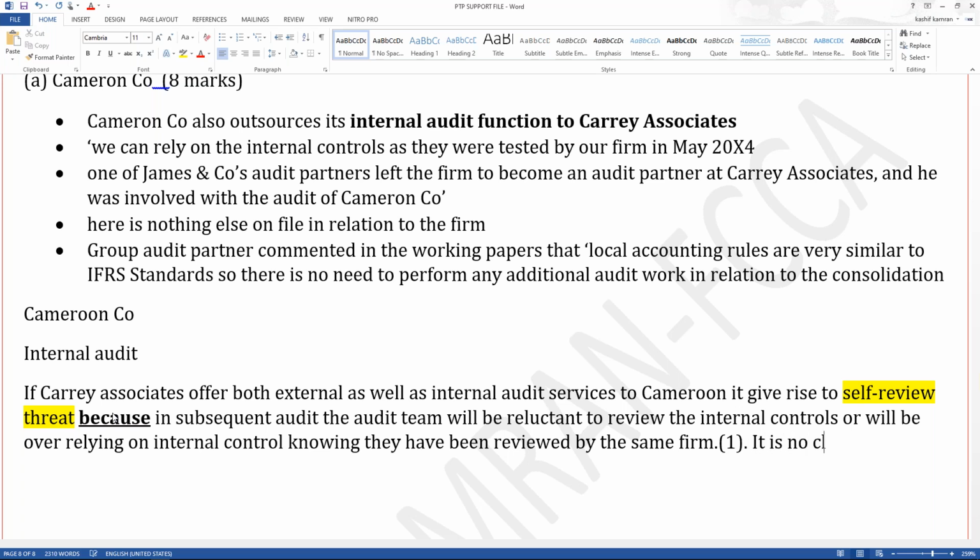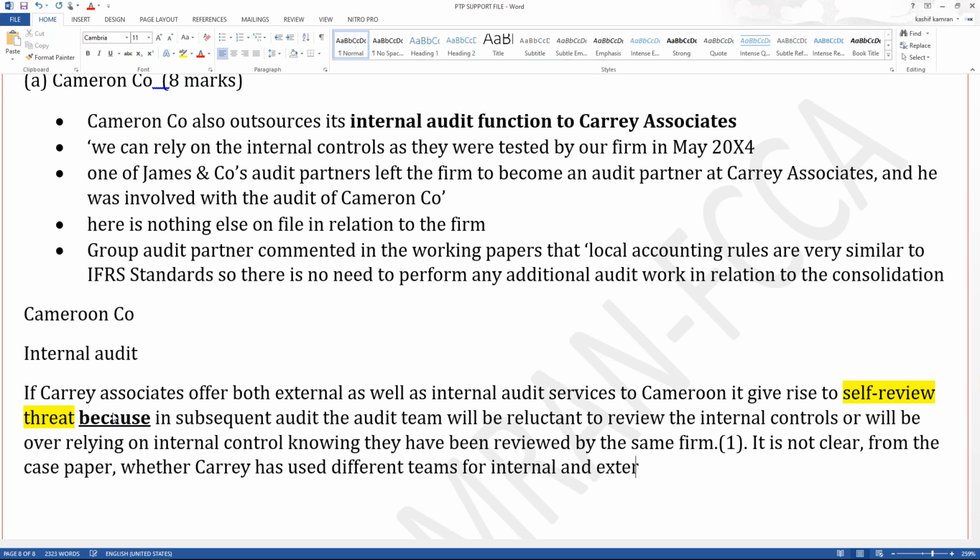It is not clear because the question is silent. So you're telling the examiner it is not clear from the case paper whether Kerry has used different teams for internal and external audit engagement. The report has already been issued, right?